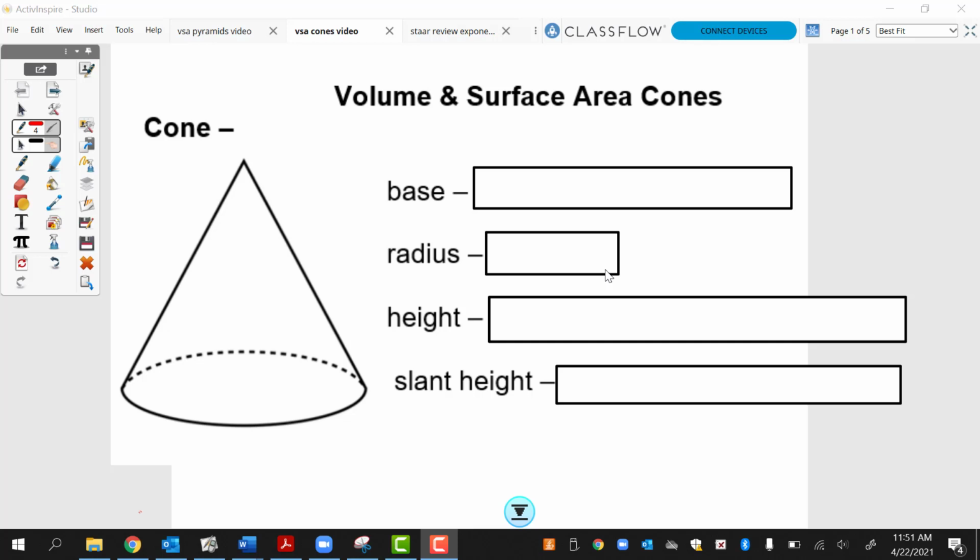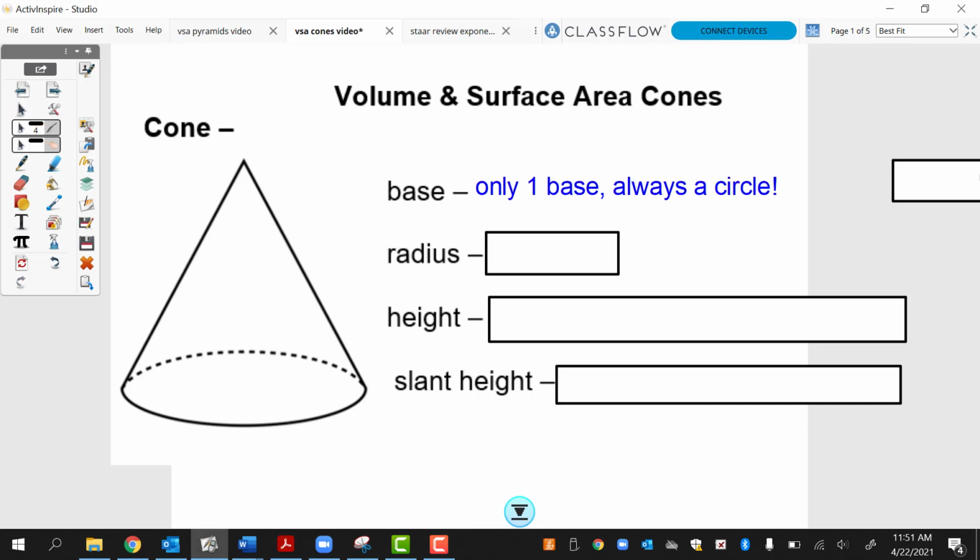Okay, our next shape that we're finding volume and surface area of are cones. So like traffic cones, ice cream cones. Cones are different than cylinders or prisms because they only have one base and it is always a circle. So we're going to go ahead and highlight our circle base, which is, here's the circle down there.